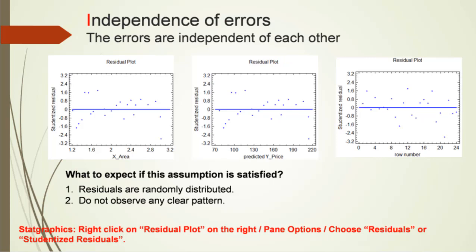So what to expect if this assumption is satisfied? If errors are indeed independent of each other, the residuals should look like randomly distributed, and we do not observe any clear pattern in the residual plot. From our studentized residual plot, it looks like the residuals are randomly distributed, and we do not observe any clear pattern. So it looks like the independence assumption is valid.